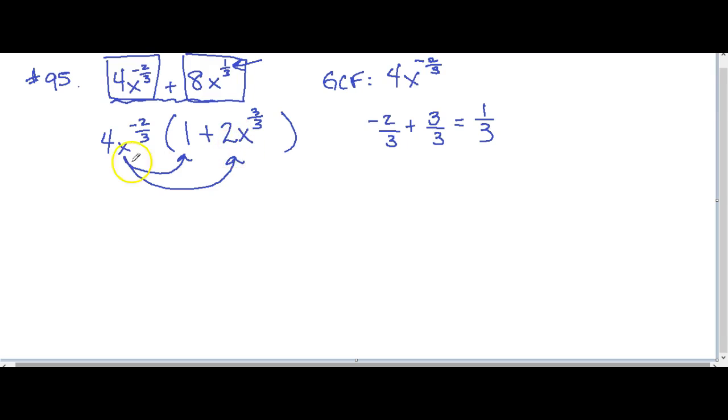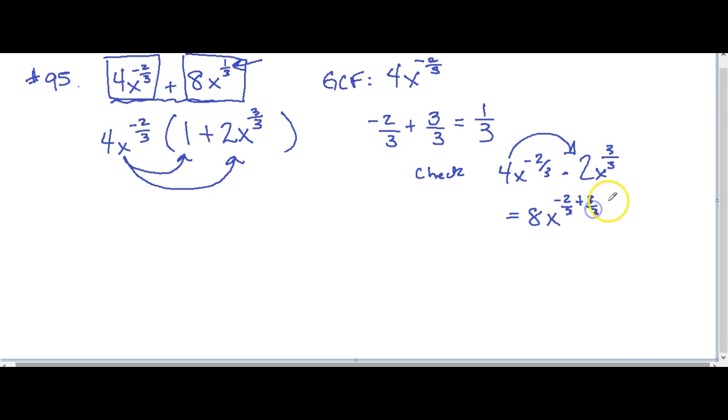And if I wanted to double check that, I would take 4x to the negative 2/3. This is my check, like my scrap paper side. 4x to the negative 2/3 times 2x to the power of 3/3 is going to give me 4 times 2 gives me 8x, and then negative 2/3 plus 3/3 is going to be 1/3. And so my answer is 8x to the 1/3. So far, factoring works for that.